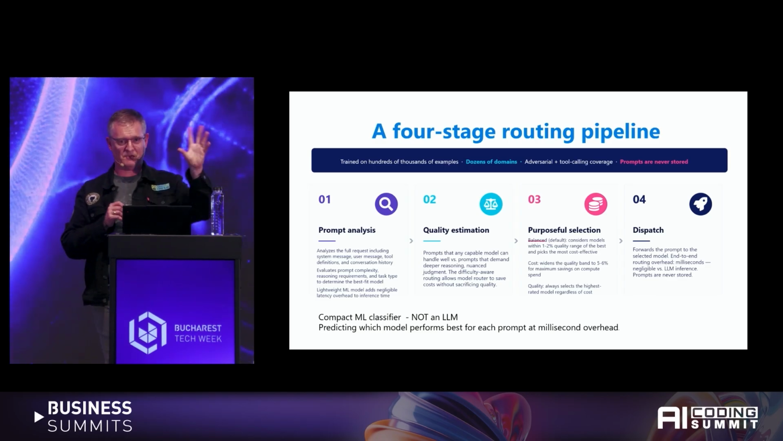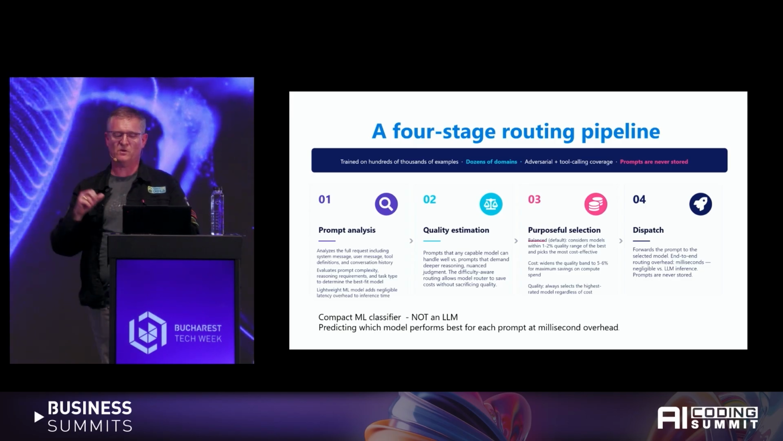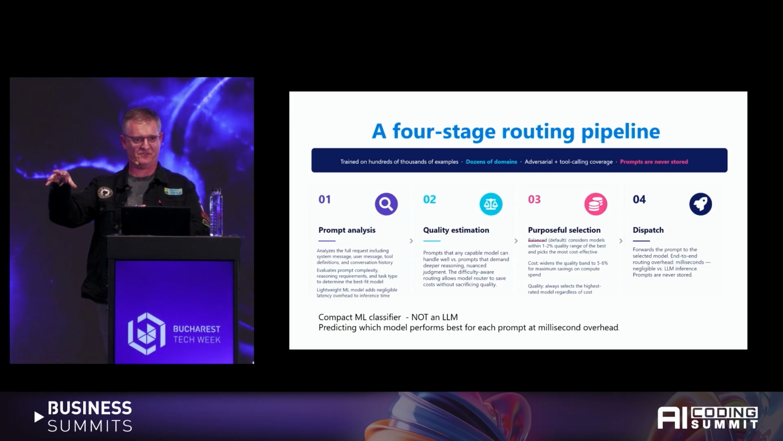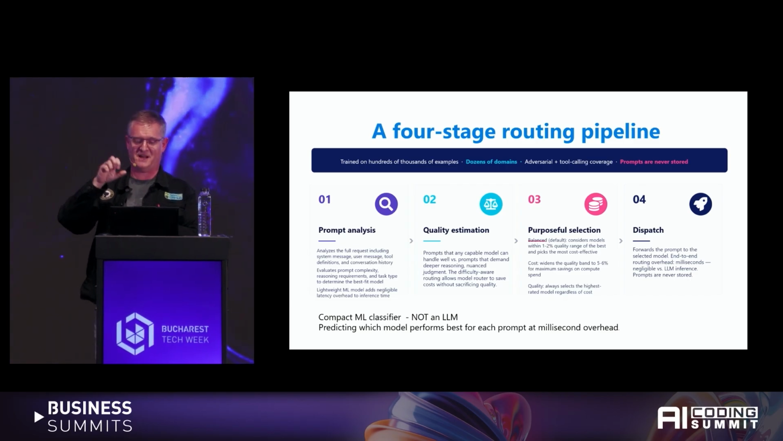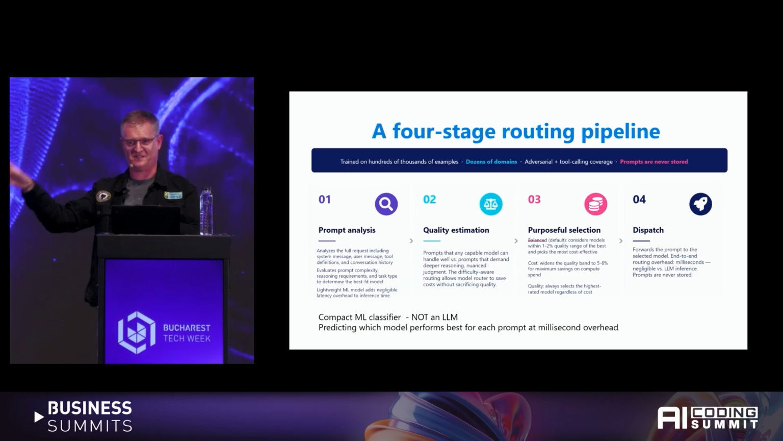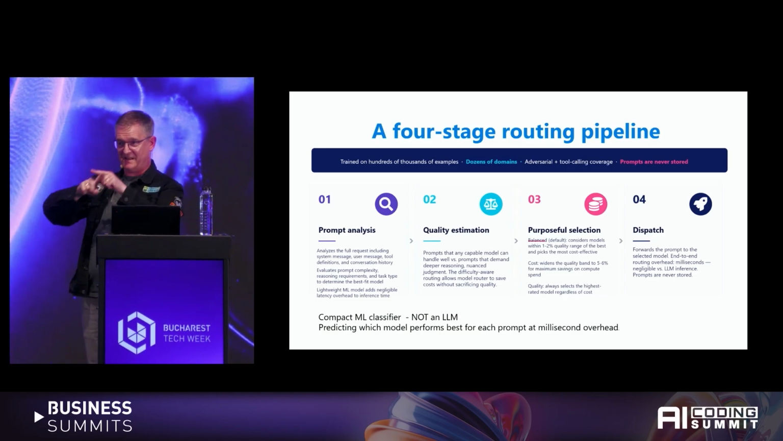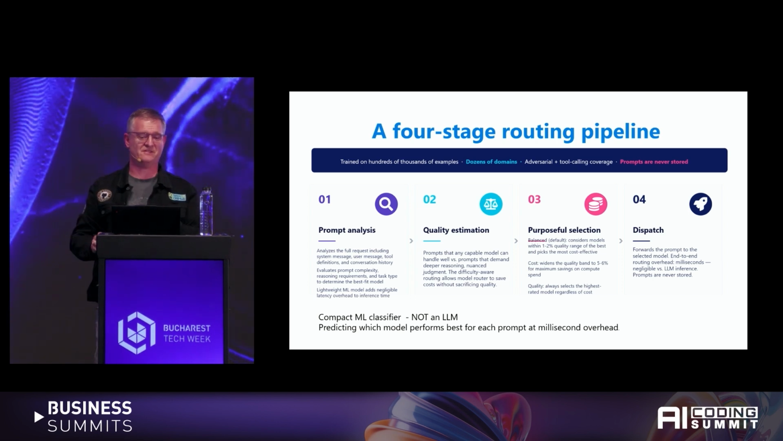Number one, we're analyzing the prompt. What is the makeup of the prompt? Then we're running some quality estimations and saying, these are the models that are capable. Is it reasoning? Is it function calling? Is it multimodal? Then we're purposely selecting the right model. Is it balanced? Is it cost effective? Is it quality? Then we're doing a dispatch and forwarding that request to the appropriate model, and then the appropriate model is coming back with the answer to the end user.